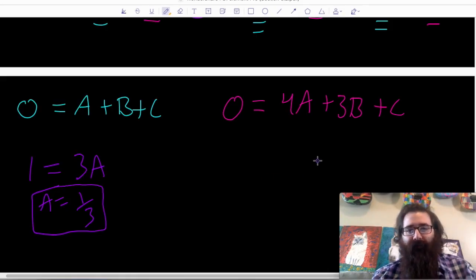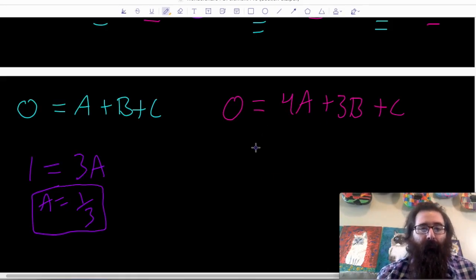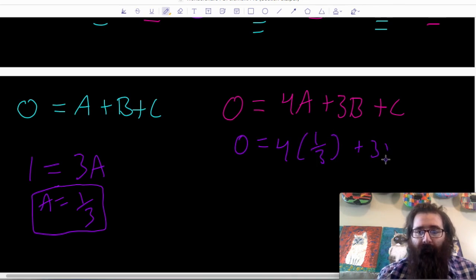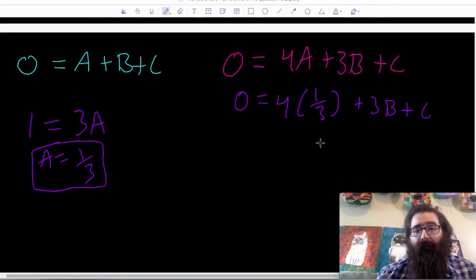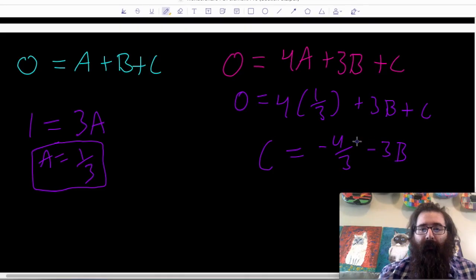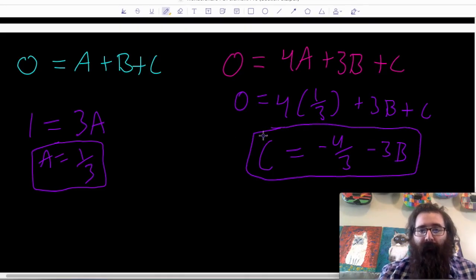And now that I know this, I can plug into one of the other equations. So let me go to this second equation and plug that in. So 0 equals 4 times a is 1/3 plus 3b plus c, and I can solve for c. So here if I leave c where it is, that means c is equal to, this is a 4/3, so I get negative 4/3 minus 3b. And this is a substitution for me to use in the other equation, the first equation.